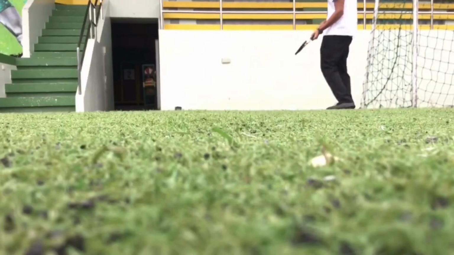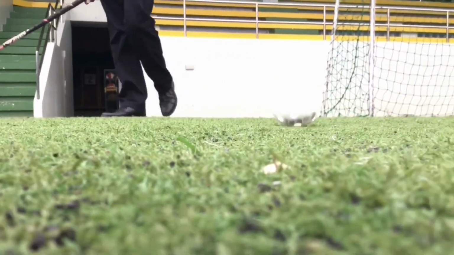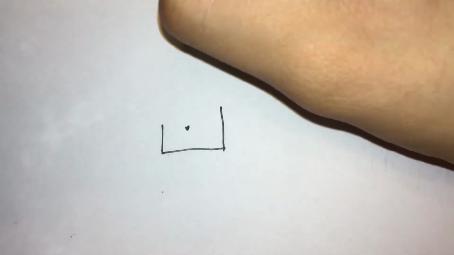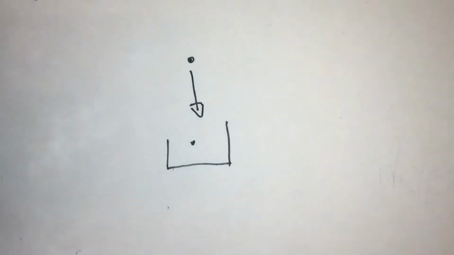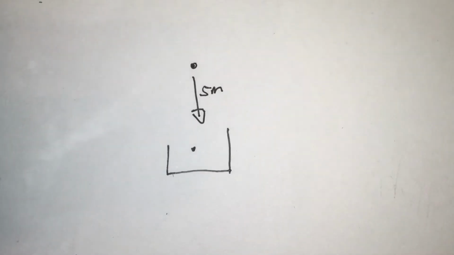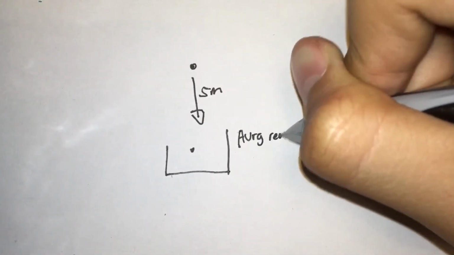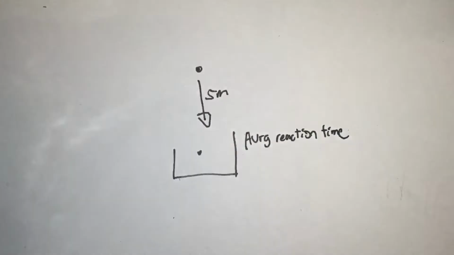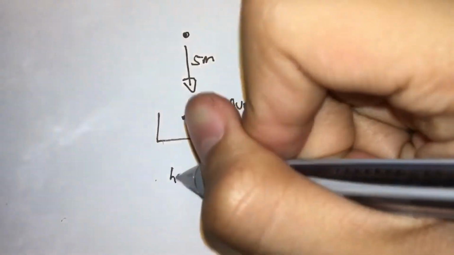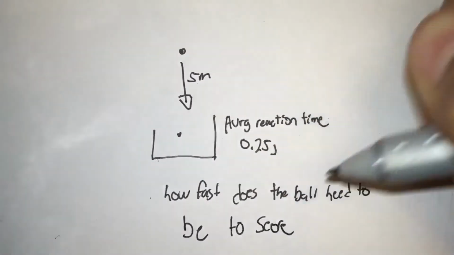We can also apply kinematics in shooting. For our last application, we will be shooting. For example, there's a goalkeeper. You're 5 meters away from this goalkeeper and you want to shoot. Now the average reaction time for a goalkeeper is 0.25 seconds. How fast does the ball have to be in order for you to score? Disregarding the angle, just with the average reaction time.